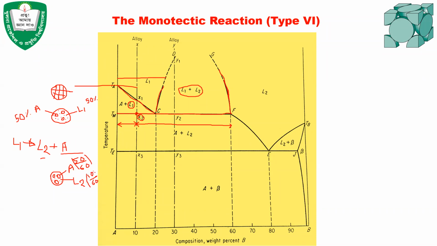From here, we can get the percentage of liquid L2. And the chemical composition: the A will be 100% A, and for liquid 2, the chemical composition will be 60B. And the chemical composition of liquid 1 will be 20B.